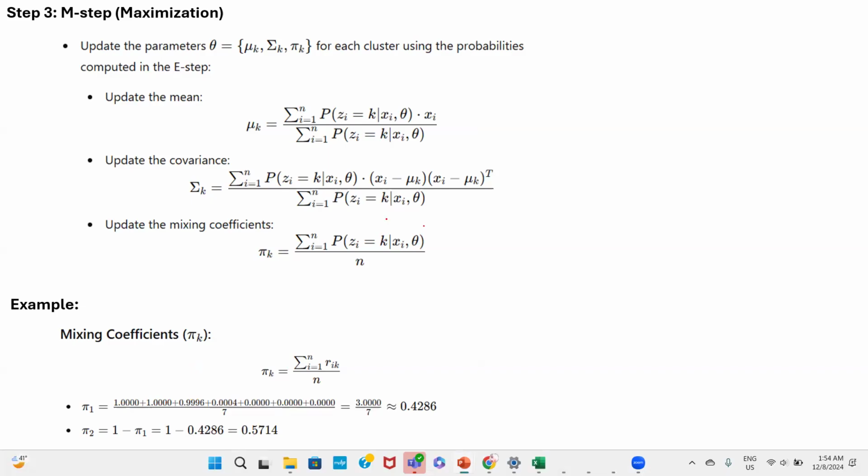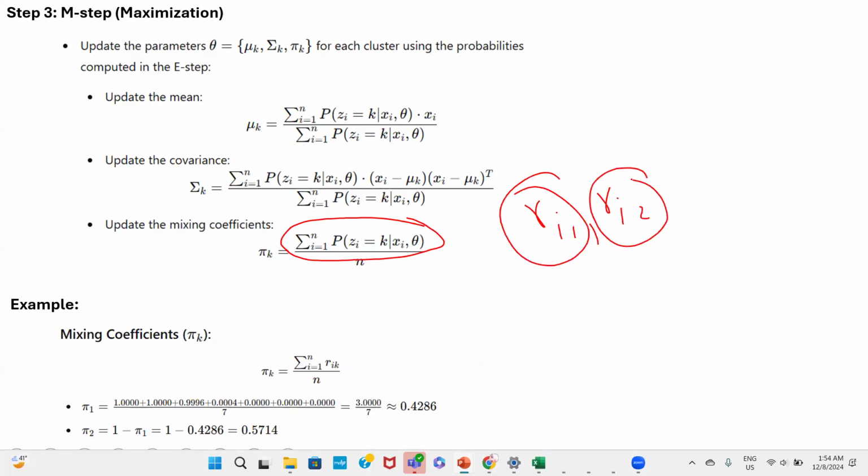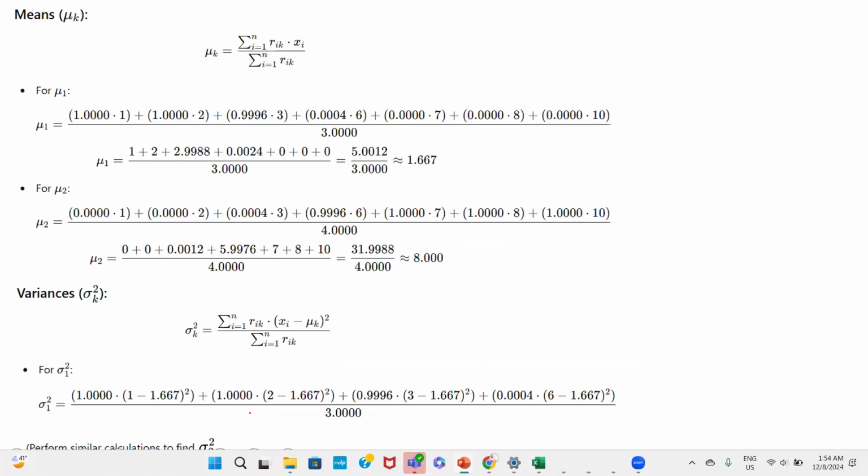We calculated the responsibilities, which are Ri1 and Ri2. This is the responsibility of cluster 1, and these are the responsibilities of cluster 2. That is nothing but the posterior probabilities: the probability of a point belonging to cluster 1, and the probability of a point belonging to cluster 2. Summate all of them and divide by the number of points. So that becomes the responsibility of 1, and this is the responsibility of 2. Now we have calculated the updated mixing coefficients, and then the next step is to calculate the updated means.